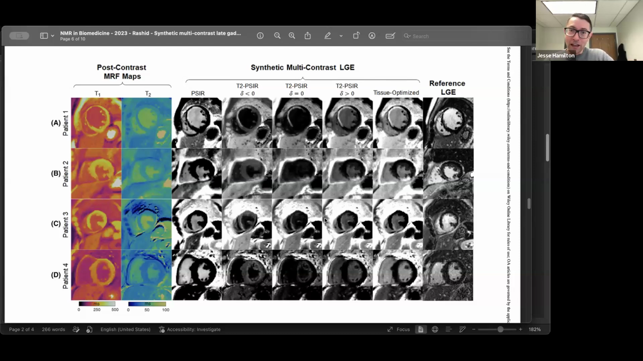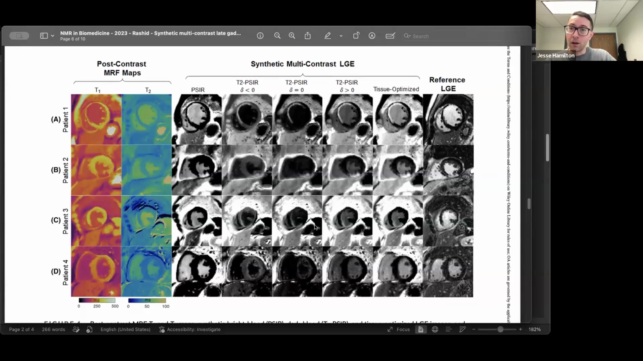On patient 3, this is a case where there is a bit of subendocardial enhancement that we can see on the dark blood and tissue optimized images that isn't very clear on the reference image, which is shown on the far right. And then patient 4 is an example with negative LGE on all of the contrasts.